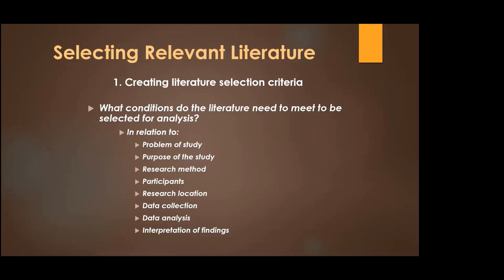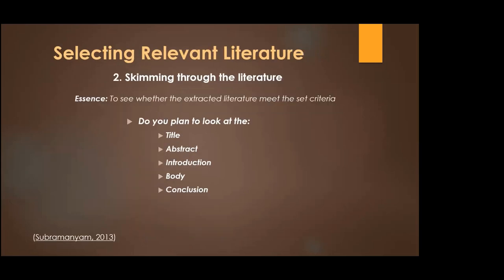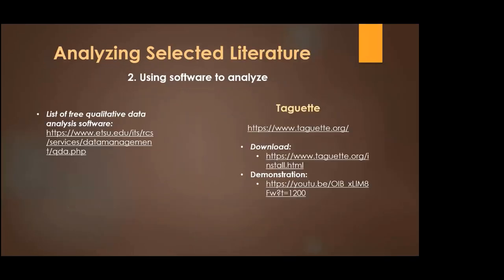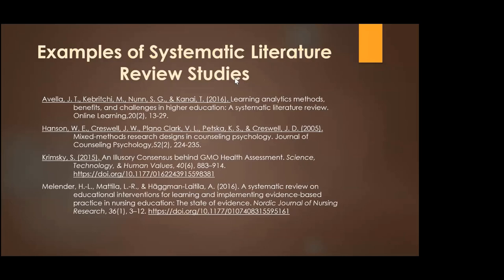The number doesn't really matter. The most important thing is that the information or the article is relevant concerning the topic or what you want to do in the study. So based on what I've read, I have a list of examples of articles, studies that are systematic reviews, you can look at it.